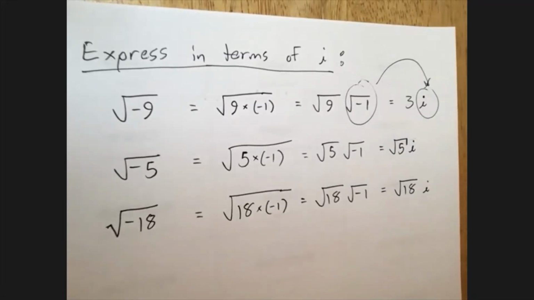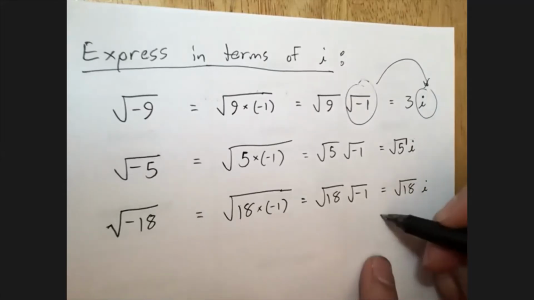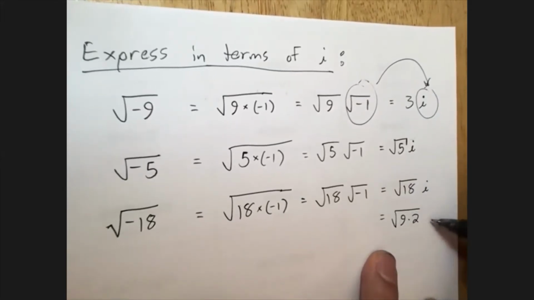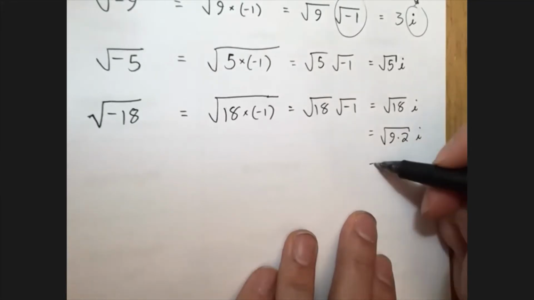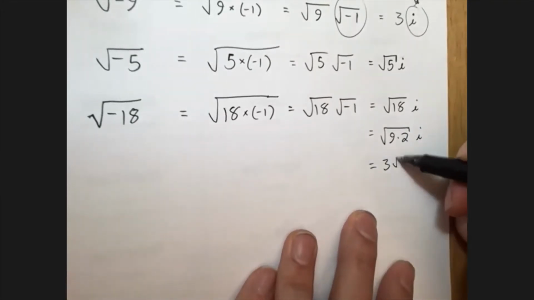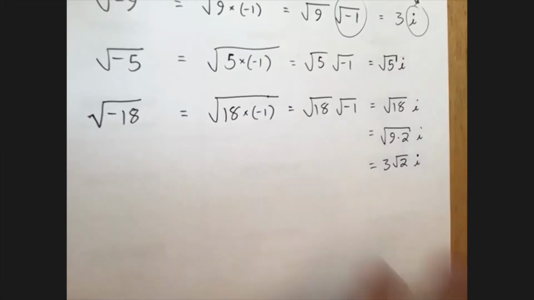But you know what, I can do more here because I can simplify root 18. So we should always simplify our answers. So how would I simplify root 18? Well, I'd factor out a perfect square, right? 18 has a perfect square in it. 18 is 9 times 2, right? So this is the square root of 9 times 2 times i. And so that's the square root of 9 times root 2 times i. So 3 root 2i would be the simplification of root -18.